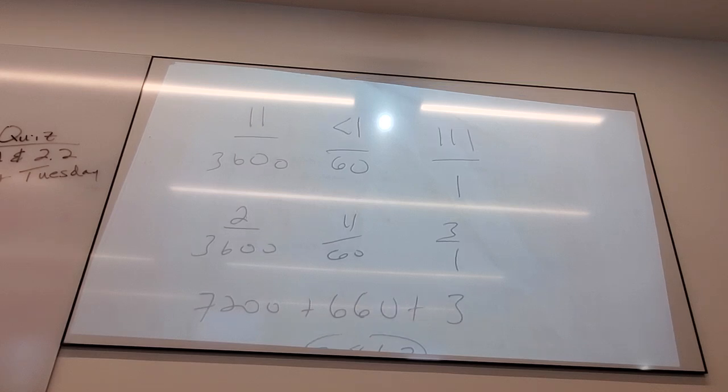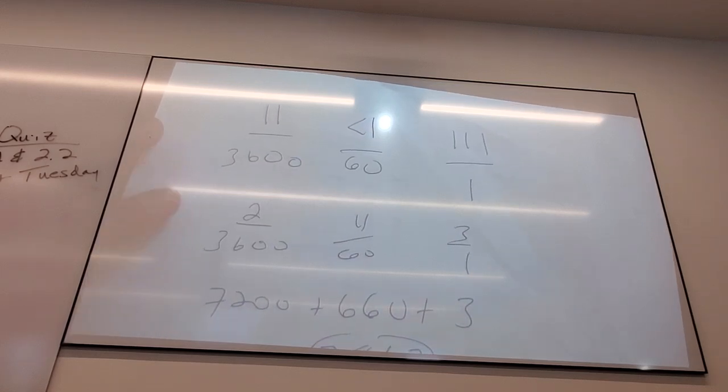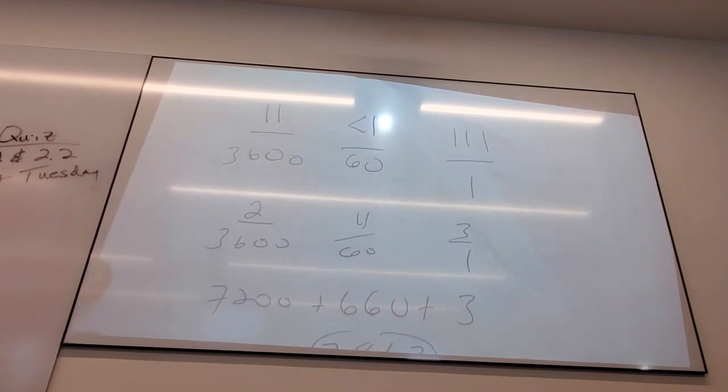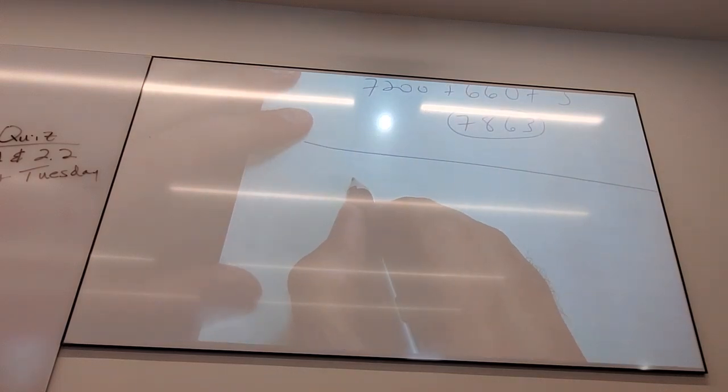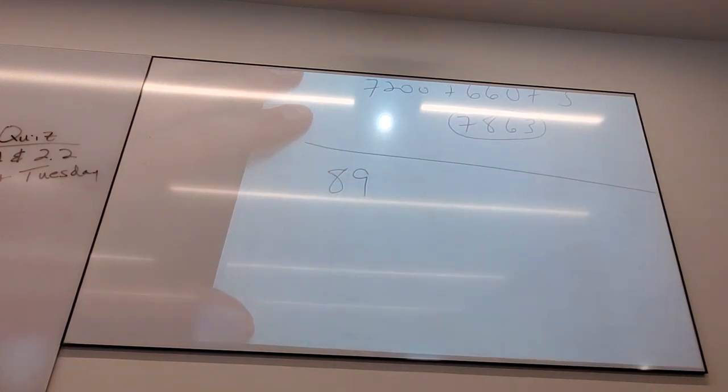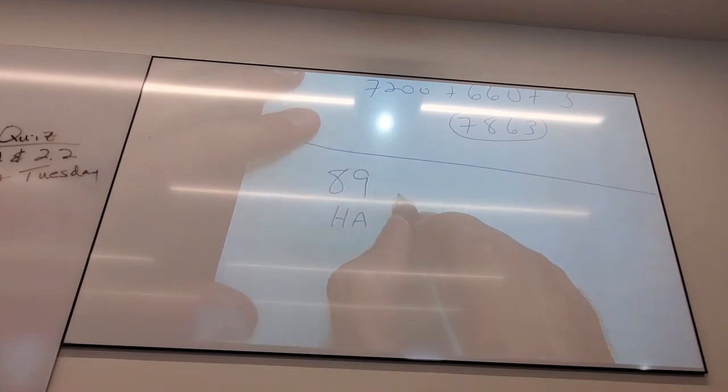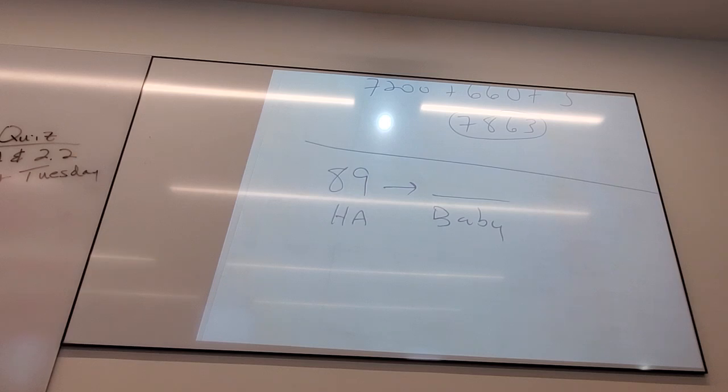All right. So let's talk about going the other way. What do I mean by that? What if I gave us, let me start off nice, 89 in Hindu Arabic, and I want it to translate to Babylonian. If there's any Babylonians in the audience, I'm sorry. I don't mean any disrespect. It's just easier to write Babylonian.